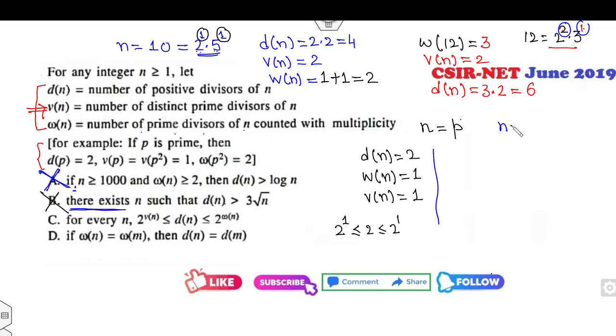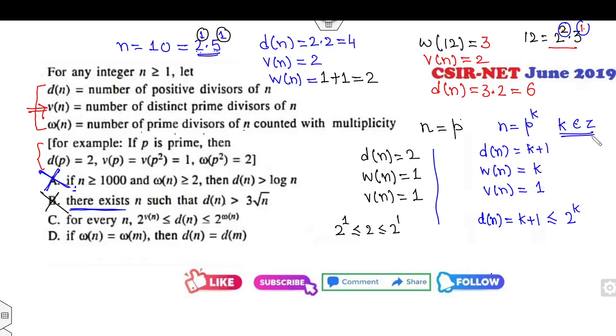Look at that. When n is any composite number, what is the d of n? k plus 1. What is the w of n? k. What is the v of n? How many primes? 1. So you can see d of n is k plus 1. Is it less than or equal to 2 raised to the power k? Yes, for any k, because k is an integer. If you choose any integer, it will definitely be less than this, because the growth of 2 raised to the power k is more than k plus 1.